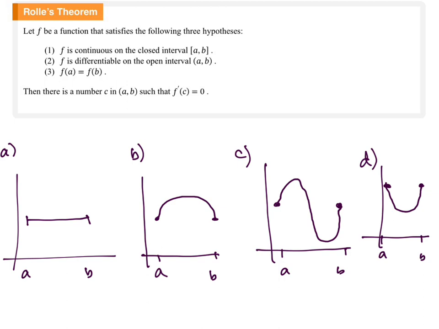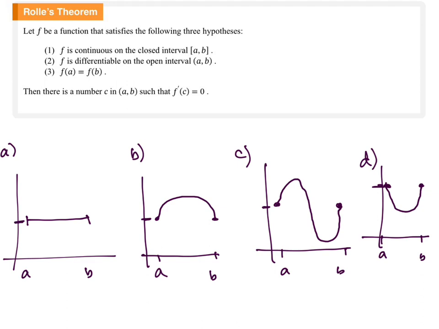F is continuous, F is differentiable, and I start and end at the same height. In all of these, f of A is equal to f of B. Start and end on the same level. If that's true, then Rolle's theorem says there exists a number C on this interval where f prime of c equals 0. So it doesn't matter how it rolls in between A and B, as long as it starts and ends on the same level, there's some number C in the middle between A and B where the derivative is 0.